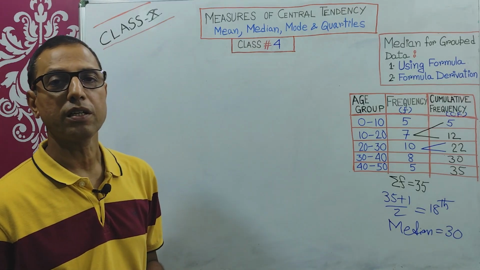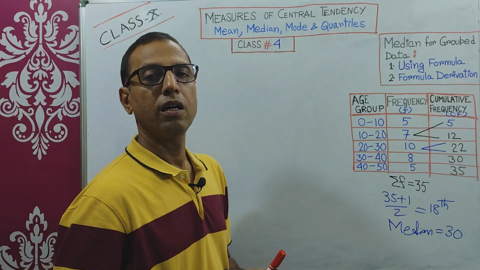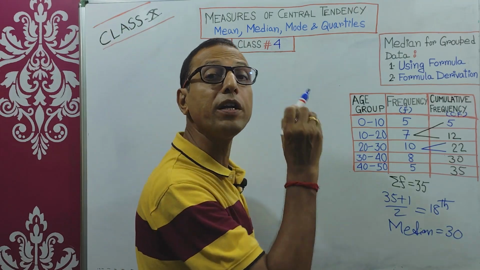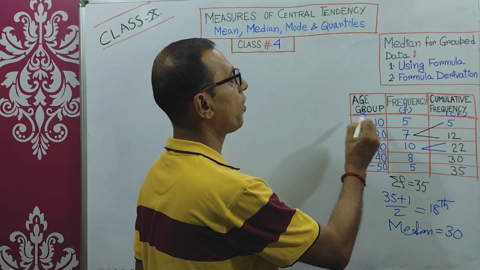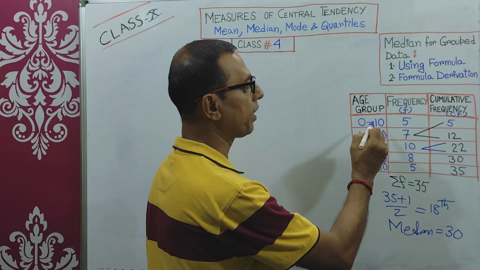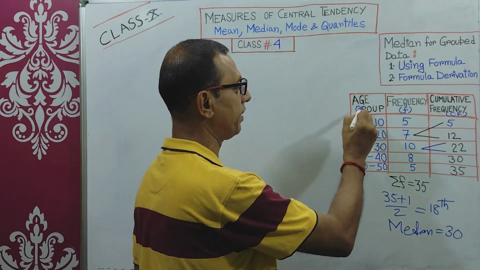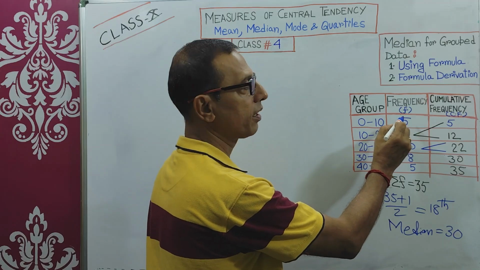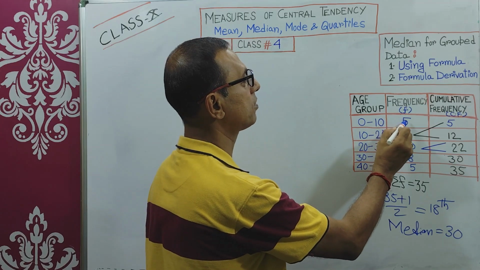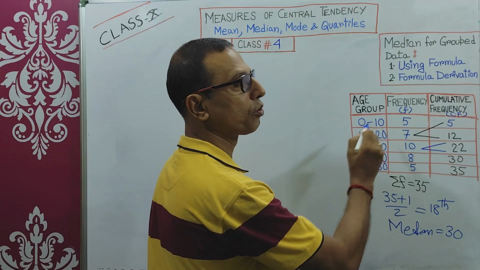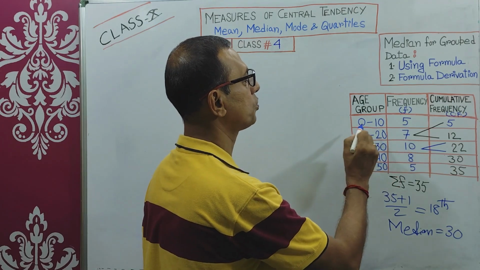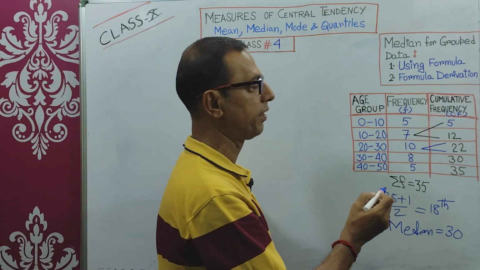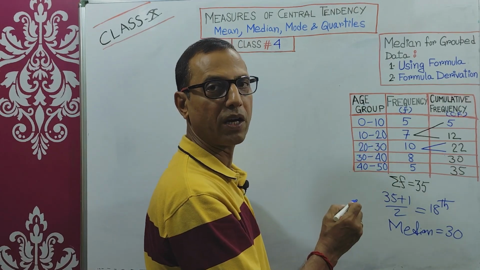Now we will consider grouped data. Why is it called grouped data or continuous data? Because for every row, you can see an age bracket is given. Now it is considered age group 0 to 10. There are five persons whose age is between 0 to 10. There are 7 persons whose age is between 10 to 20. It could be 11, it could be 10 years 7 months, it could be 11 years 5 months.